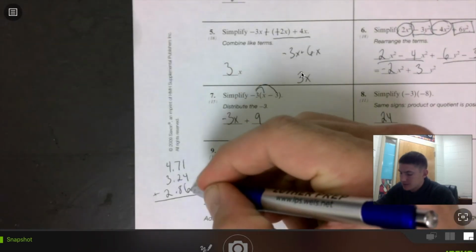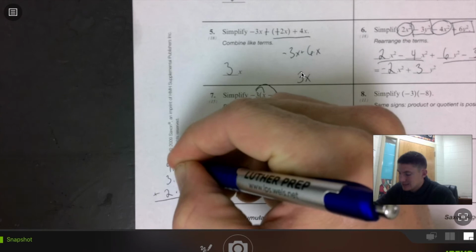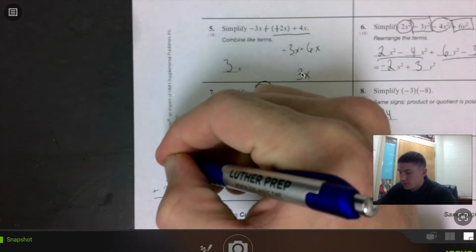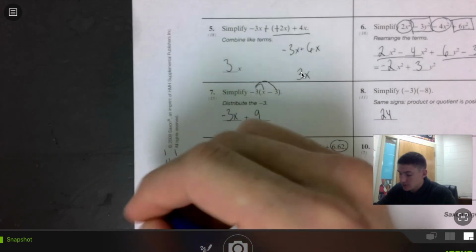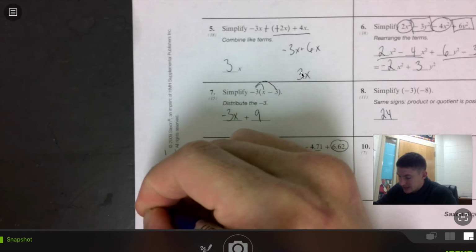So you've got 4 plus 6 is 10, and 1 is 11. Carry the 1. 1 and 7 is 8, and 2 is 10, and 8 is 18. Bring down the 8, carry the 1. 1 and 4 is 5, and 3 is 8, and 2 is 10. And the decimal stays in that location, and now that is a negative number.